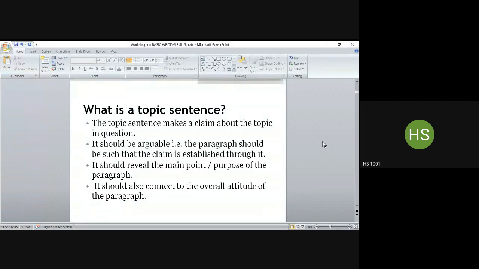Additionally, the function of a topic sentence is to reveal the main point or the purpose of the paragraph, the central idea of your paragraph, and it also works towards connecting to the overall attitude of the paragraph. What does that mean? It shows the perspective of the author. It sheds light on what is the perspective of the author while he or she writes this paragraph about the topic. So this is what a topic sentence would mean.